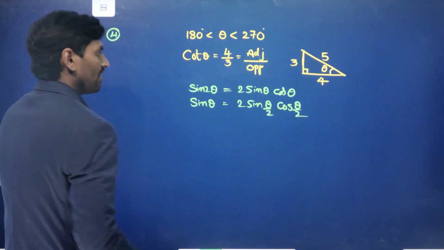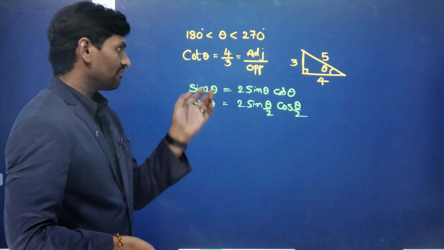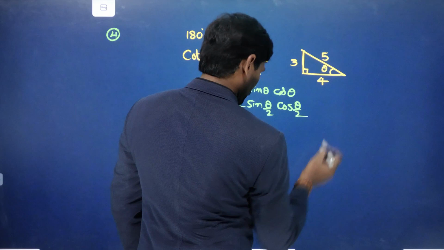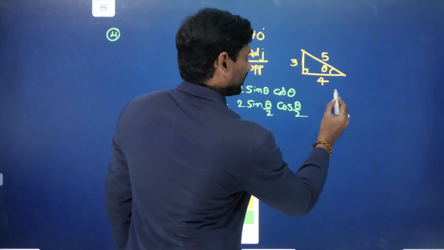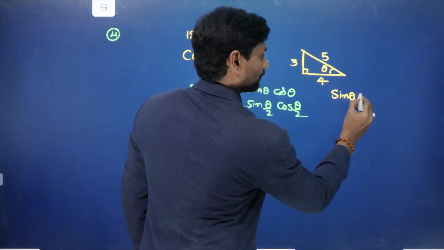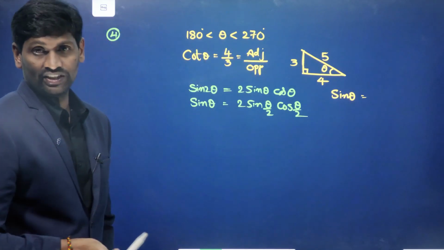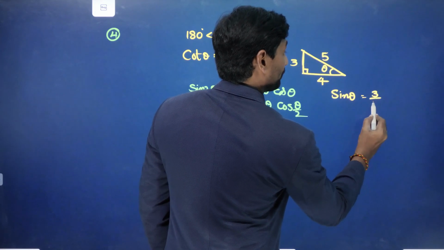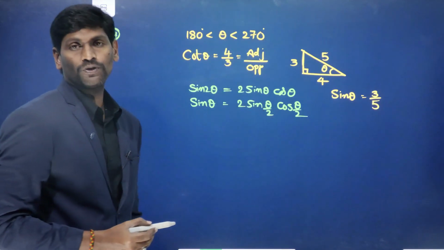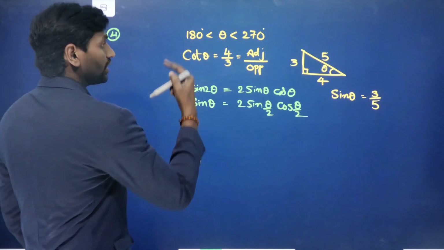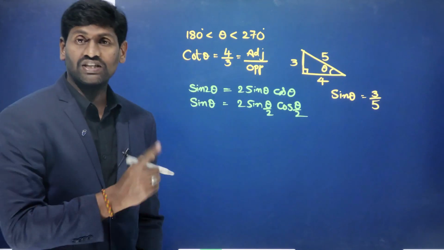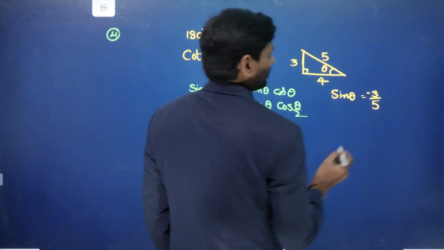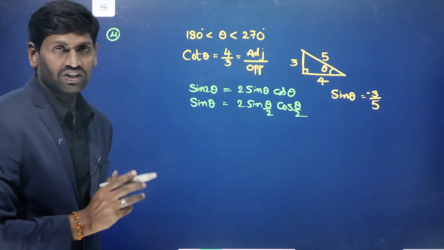Or else we can directly find the sin theta value. Let us see the sin theta value. Sin theta is nothing but opposite side by hypotenuse. Opposite side is 3, hypotenuse is 5. In the third quadrant, is the sin ratio positive or negative? Sin ratio is negative. Minus 3 by 5 value will come.